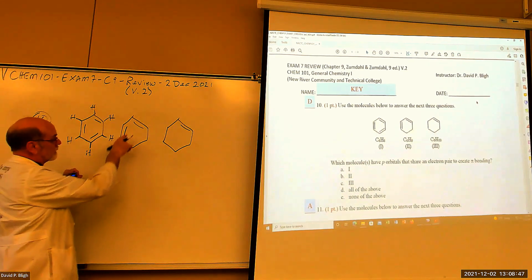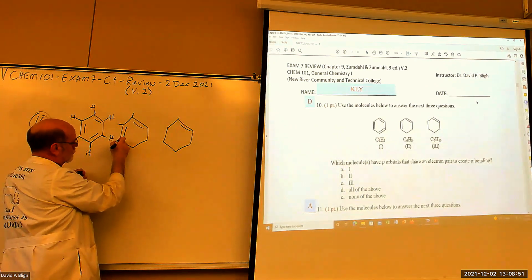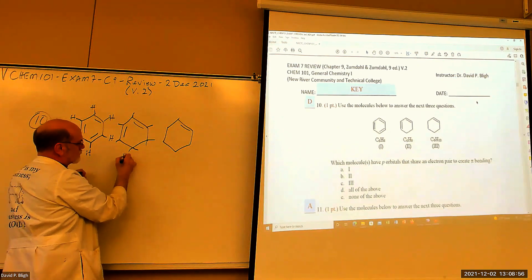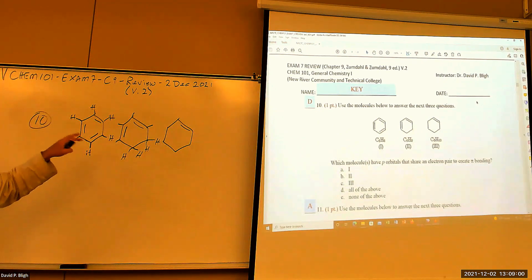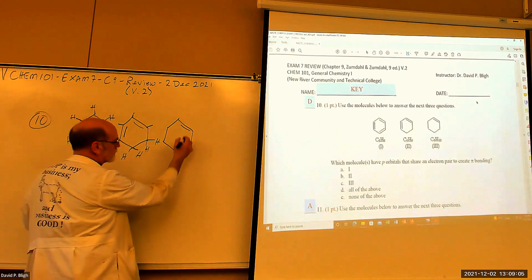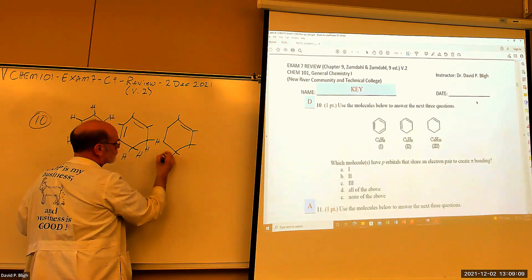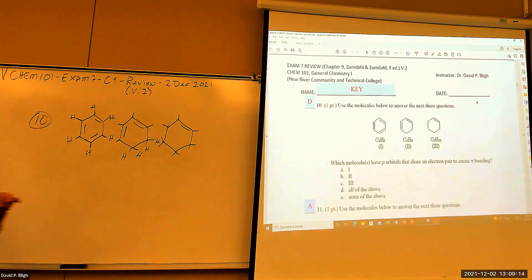Okay. For this one, you got 1, 2, 3, 4, 1, 2, 3, 4, 1, 2, 3, 4. These have 2 hydrogens each. That's why the formula for this one is C6H8. And then for this one, there's only 1 there and 1 there, but there are 2 hydrogens here, 2 hydrogens there, 2 hydrogens there. Okay, that's the convention.